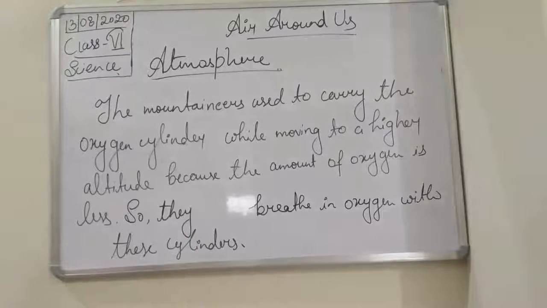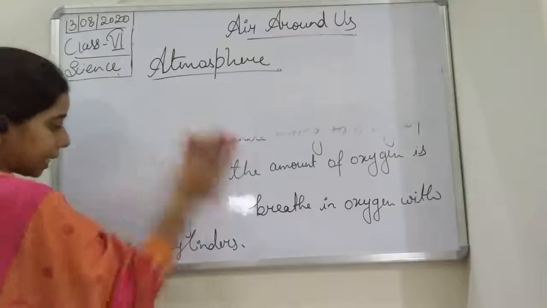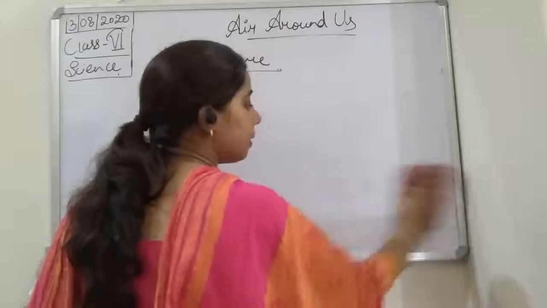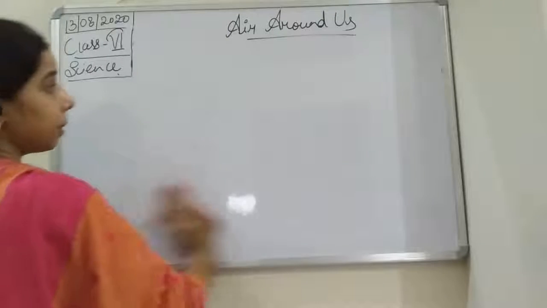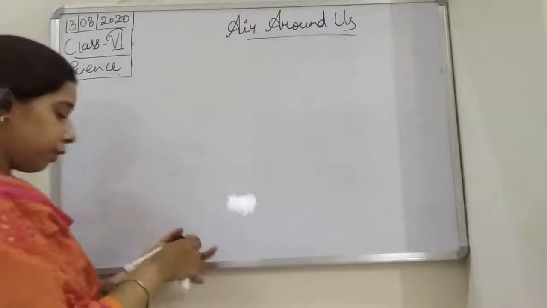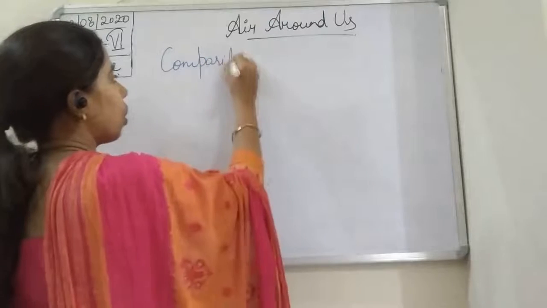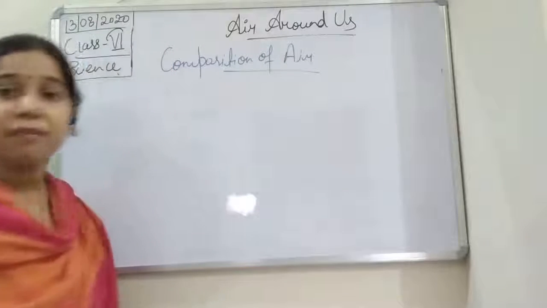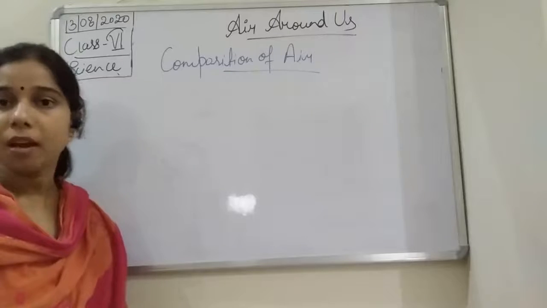Now we will see the composition of the air, students. We have studied that the atmosphere consists of air, and as we go to a higher altitude this air becomes thinner and thinner, and the oxygen also becomes less. Now we will talk about the composition of the air, students. Composition of air means: what are the different constituents of the air? What are the things present in the air, students?